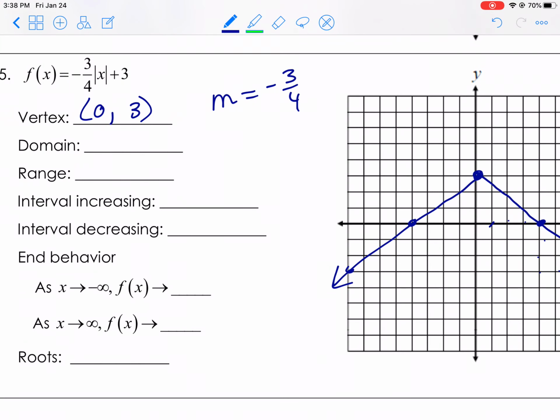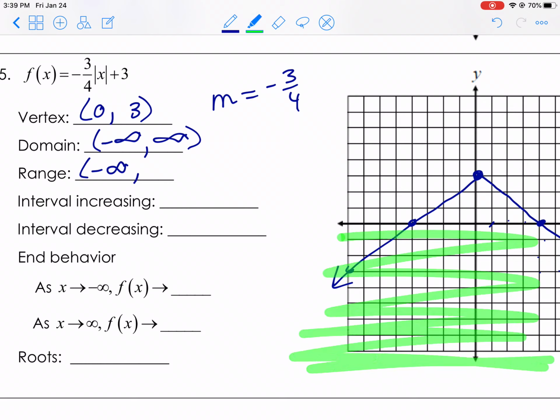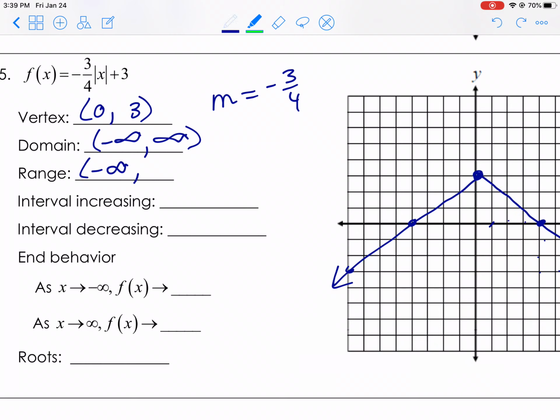There's our graph. Okay, domain is still -infinity to infinity. From left to right, we've got everything. The range is from -infinity, right? Stuff is happening down here all the way until we get to right there, that line. That line is at 3. So from -infinity to 3.